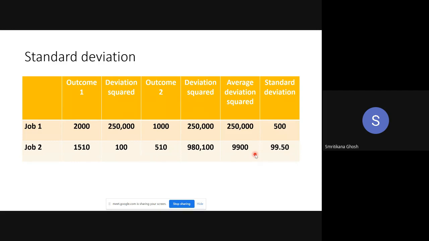Square root of 1000. What will be the value? You have your smartphone, so use it. Ma'am, 10 root 10. Okay. Divided by 5. Okay. So that will be the standard deviation. This is the way you have to find out.